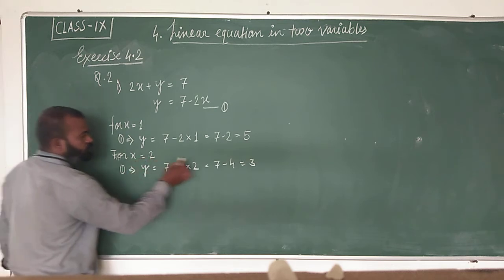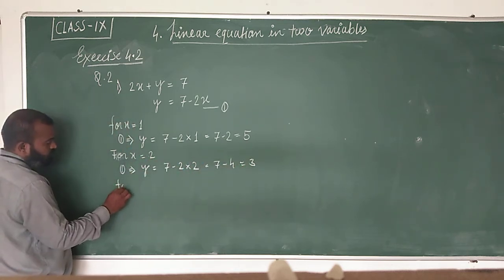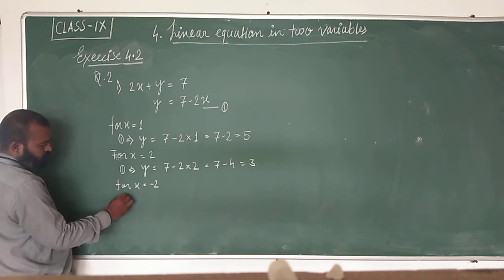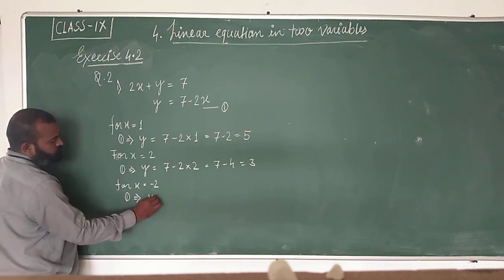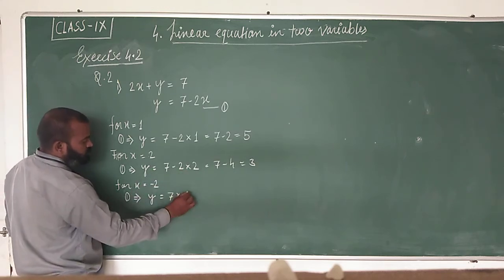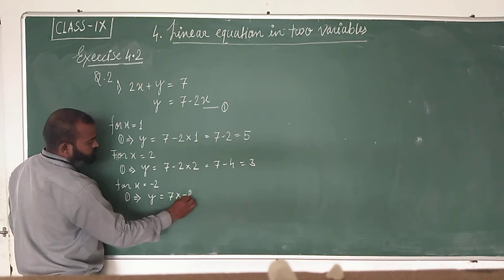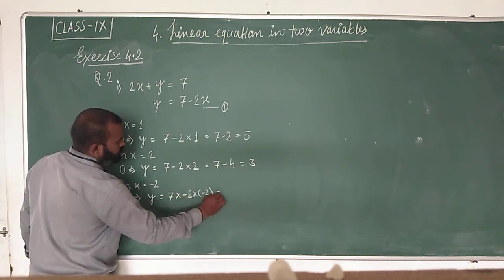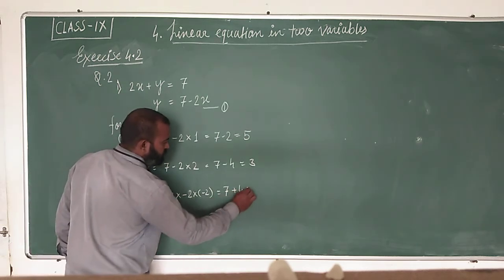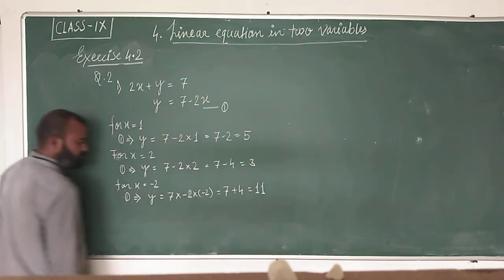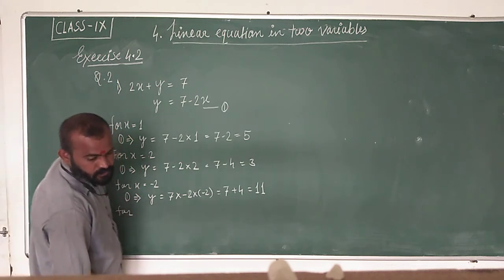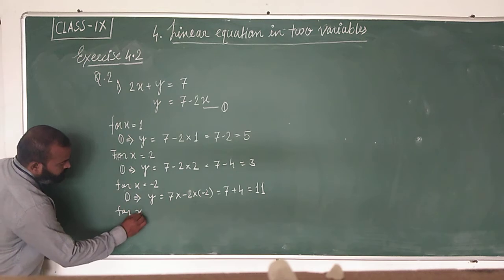For the third, we will go for x equals minus 2. What will you get? Equation 1 will give y equals 7 minus 2 into, instead of x, what will you put now? Minus 2. So what will you get? 7 minus 2 into minus 2 is plus 4. 7 plus 4 is 11. Again one more, because we have to find 4 solutions, right? Yes. So now for x equals 3, what do you get?